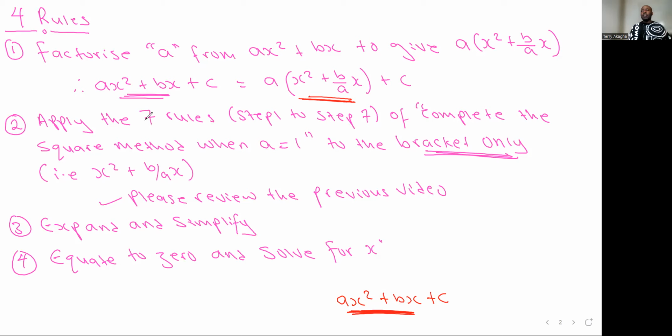Then you apply the 7 rules of the complete the square method we talked about in the previous video. You apply steps 1 to 7 to the brackets only. Then after that, you expand and you simplify. Now, I'm going to apply these rules here. For some of you that are writing, you can pause the video, write down the rules, and then go to the next one.